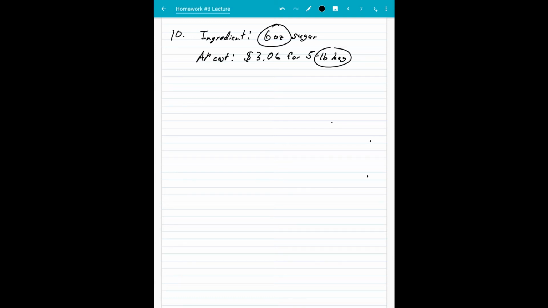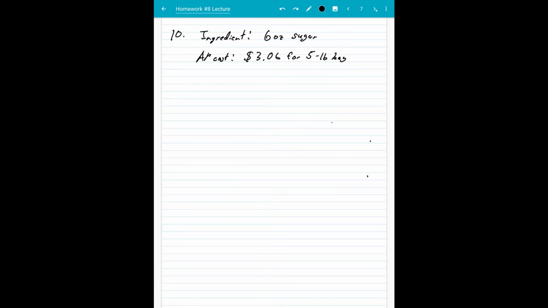Number 10, another example. Our ingredient is 6 ounces of granulated sugar. The AP cost is $3.06 for a 5-pound bag. This is how it's written in the homework, 5 lb bag. So notice this is ounces, this is pounds. So there is no conversion factor needed.